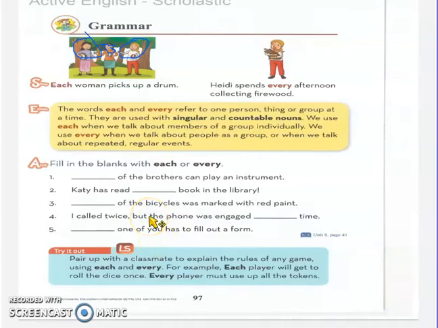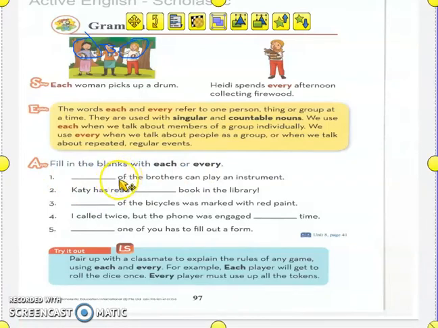Okay, let's answer the question. Fill in the blanks with each or every. Again, here we have to write each or every depending on the meaning of the sentence. Number 1. Of the brothers can play an instrument. Here, my student, we have a note.